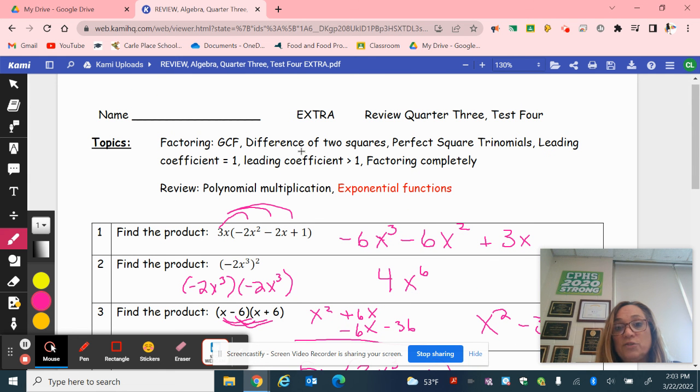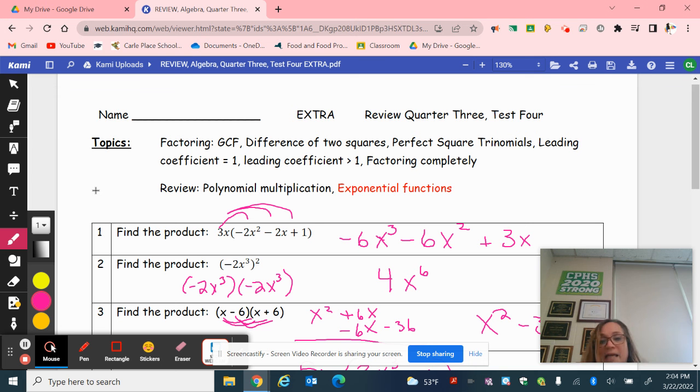There's GCF factoring, difference of two squares, perfect square trinomials. When the leading coefficient is 1, I call that basic. When the leading coefficient is greater than 1, I call that splitting. And factoring completely, those are like the last 2 examples. Okay, review stuff is polynomial multiplication, and there is going to be a question on an exponential function.